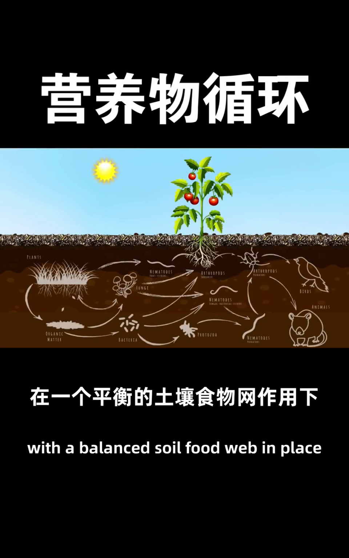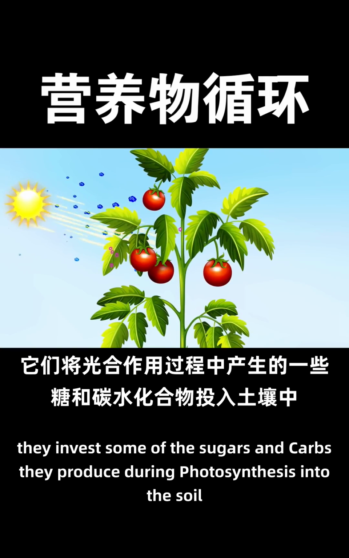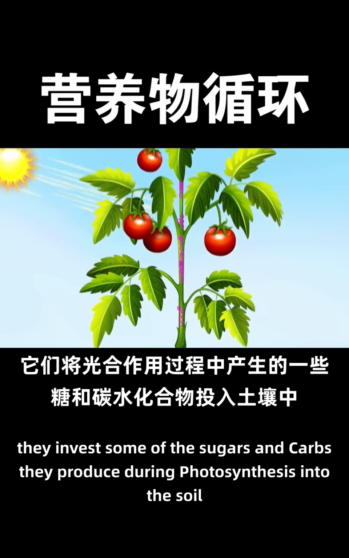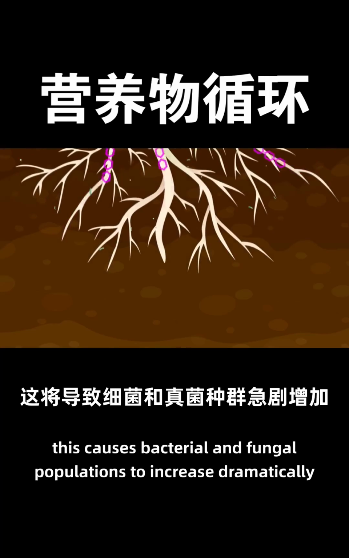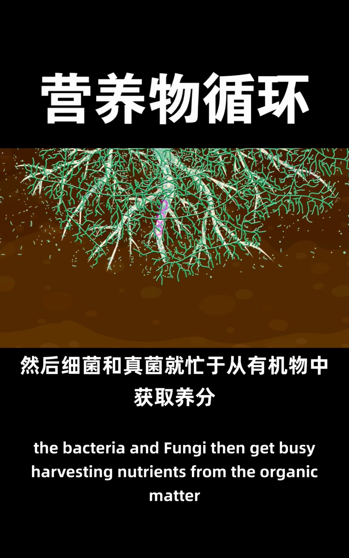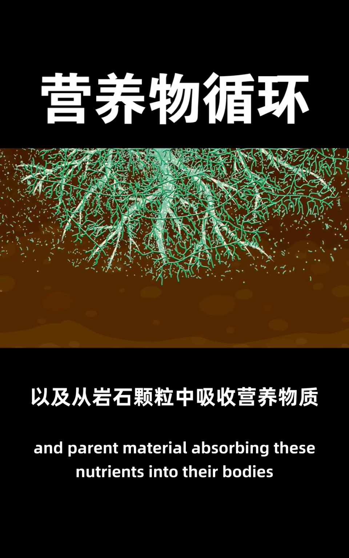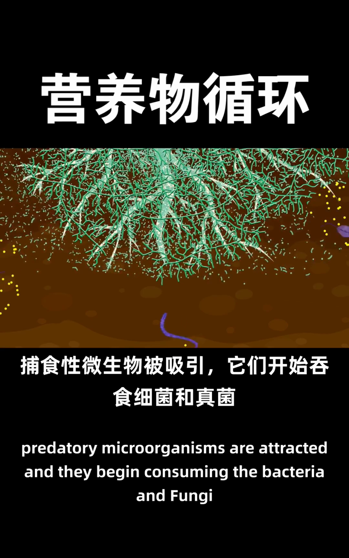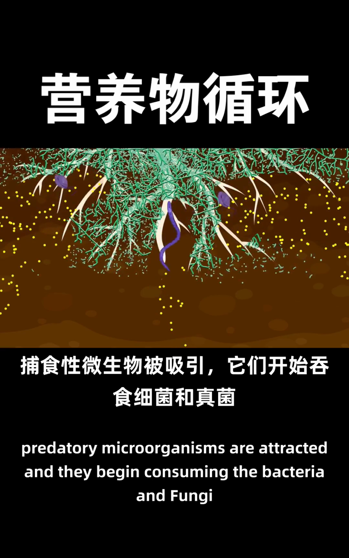With a balanced soil food web in place, plants can control the nutrient cycling that's happening in the root zone. They invest some of the sugars and carbs they produce during photosynthesis into the soil in order to feed bacteria and fungi. This causes bacterial and fungal populations to increase dramatically. The bacteria and fungi then get busy harvesting nutrients from the organic matter and parent material, absorbing these nutrients into their bodies. Predatory microorganisms are attracted, and they begin consuming the bacteria and fungi.